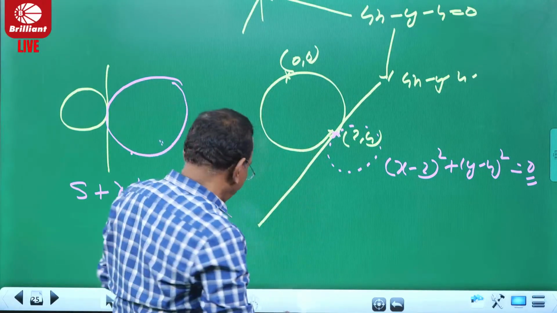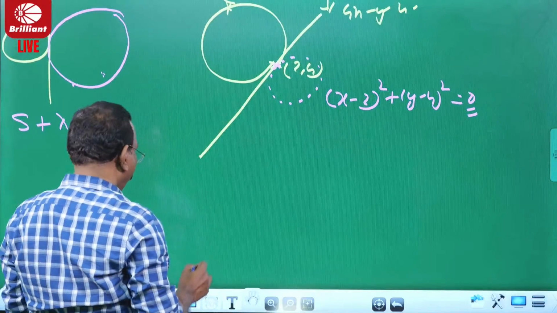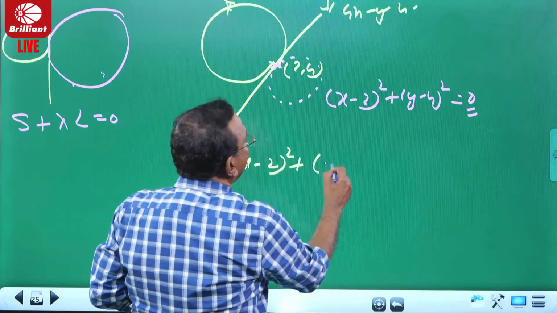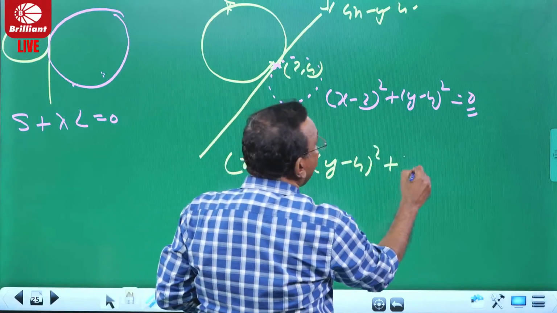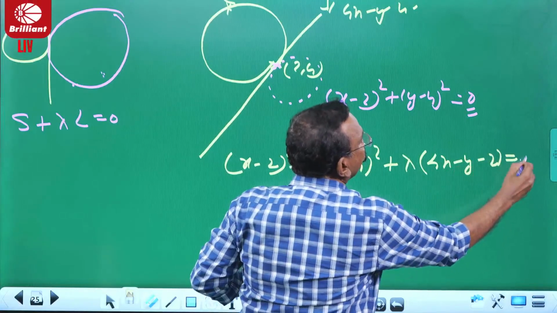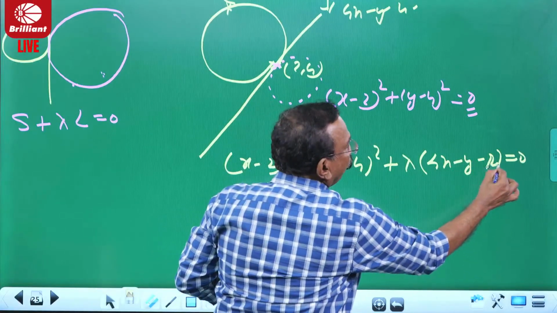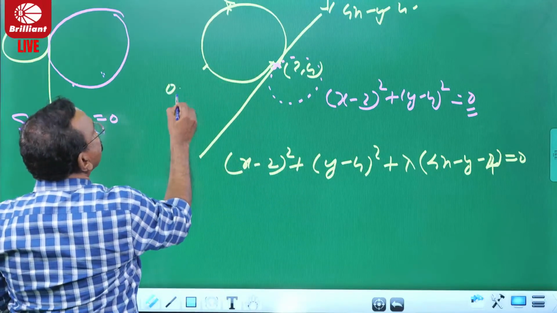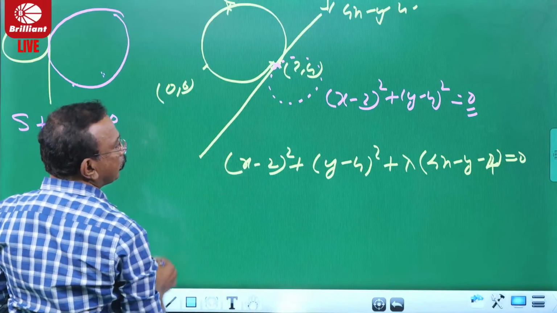So we can find the family of such circles in the form x minus 2 the whole square plus y minus 4 the whole square plus lambda times our tangent equation 4x minus y minus 4 equal to 0. Now the condition is there. It passes through 0 comma 6. So we can replace x by 0, y by 6.